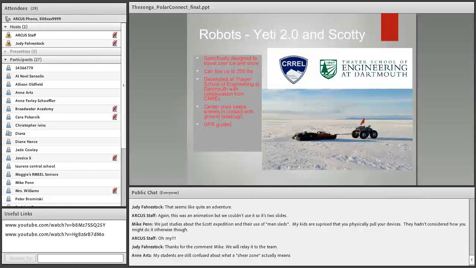I have some questions. We have a couple of questions before everybody goes away here. So Ann Arts would like to know, how old is the ice on the Ross Ice Shelf? You talked about the depth, but how old is it?